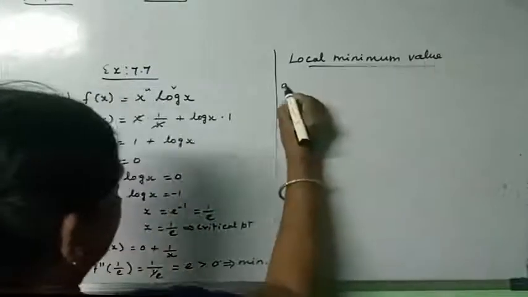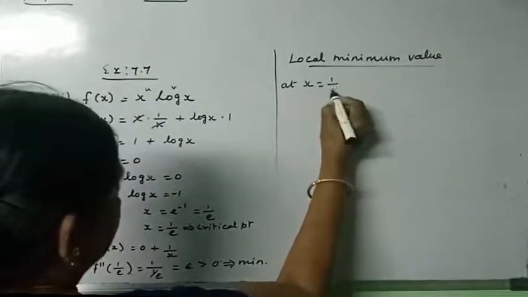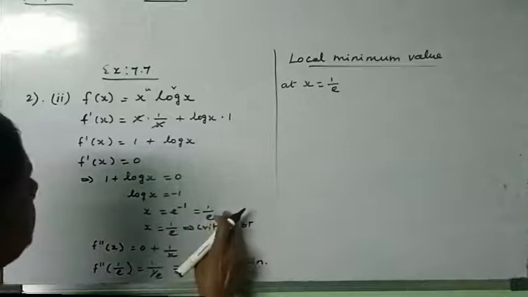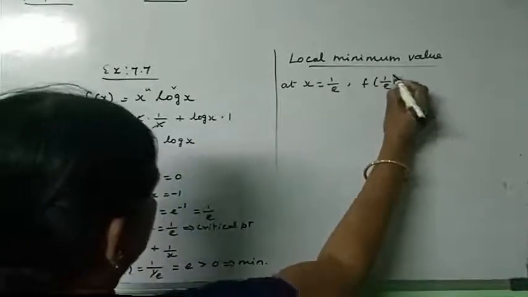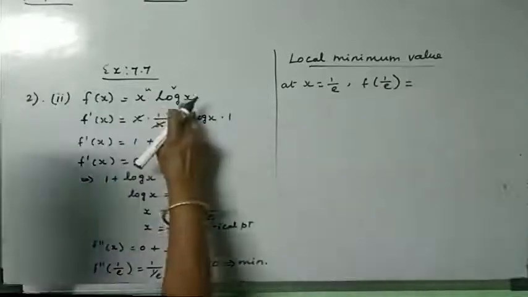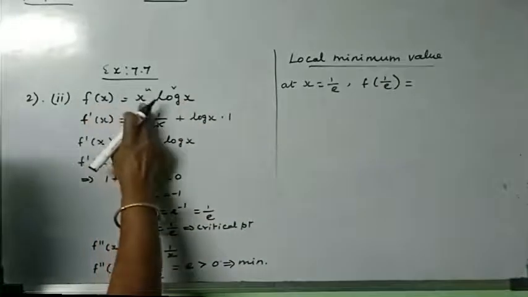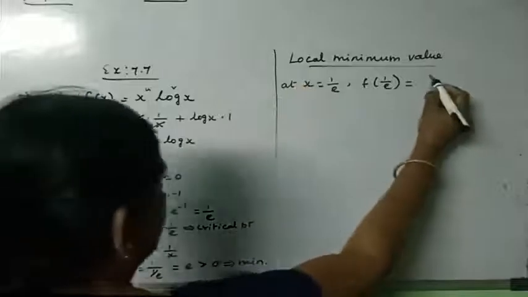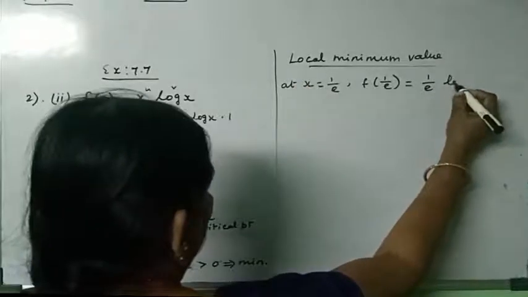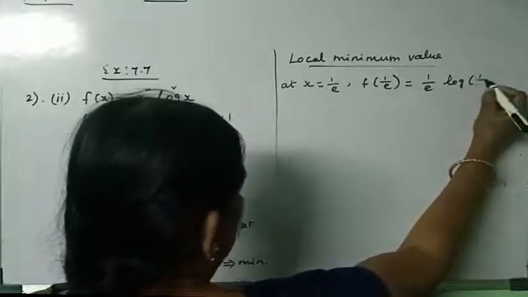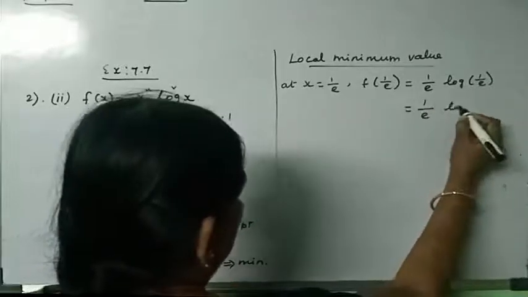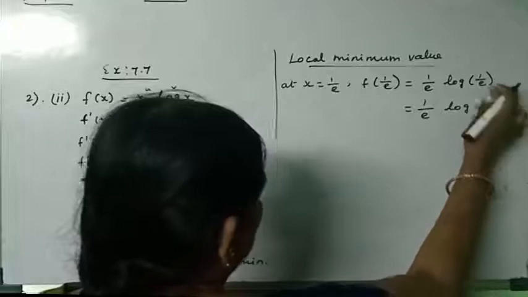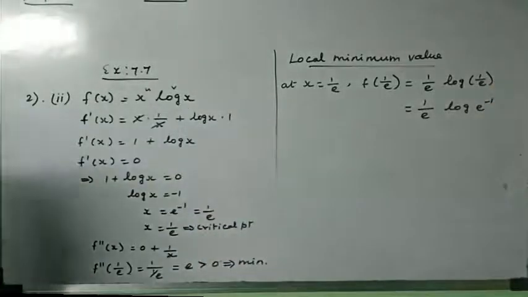So take x is equal to 1 by e, the critical point. இதை எடுத்து f of x ல substitute பண்ணணும். So f of 1 by e is equal to x into log x தான் f of x. இதில் x க்கு பதிலா 1 by e substitute பண்ணா 1 by e, log x க்கு பதிலா log 1 by e. Now we can write this as 1 by e log e power minus 1 அப்படின்னு இந்த 1 by e எழுதிக்குவோம்.